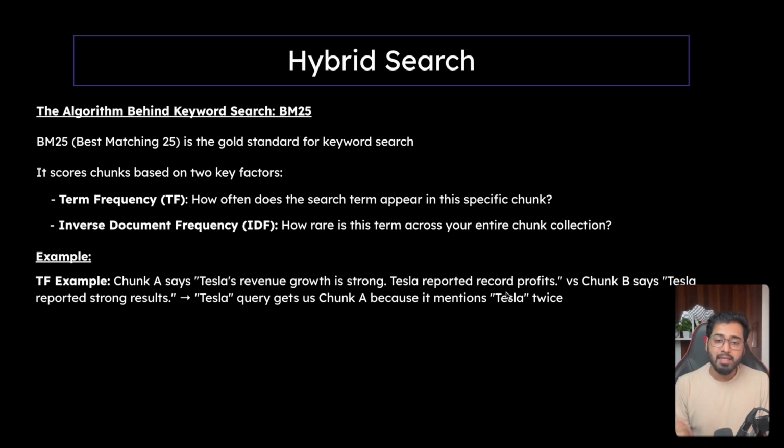Okay, so why does that happen? Let's go back to the original algorithm. It uses the term frequency. How often does the search term appear in this specific chunk? Because in chunk A the word Tesla is repeated twice, chunk A is favored over chunk B, even though Tesla is mentioned in chunk B as well. I hope this makes sense. This is a very small example. Let's look at the next case.